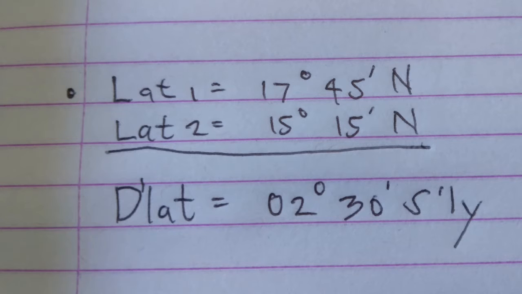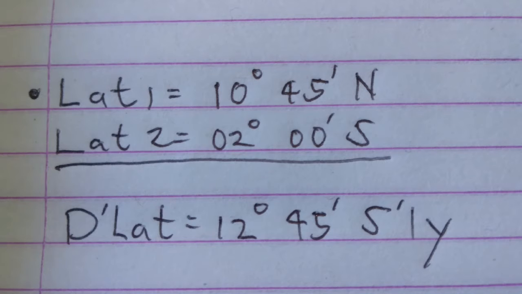Why is it labeled as southerly or south? It is because the vessel is proceeding downward or heading south. That's why it is labeled as south. We have here another example wherein Lat 1 and Lat 2 are in opposite directions. If the previous and the current are in different hemispheres, we will add them. So the result is 12 degrees 45 minutes southerly. We label it as south or southerly because the vessel is proceeding downward or heading south.